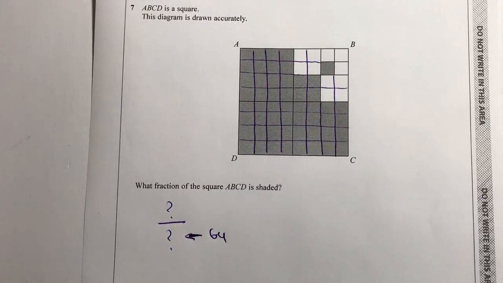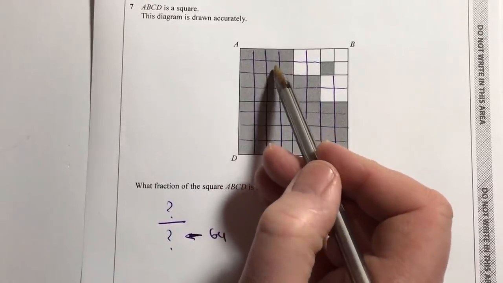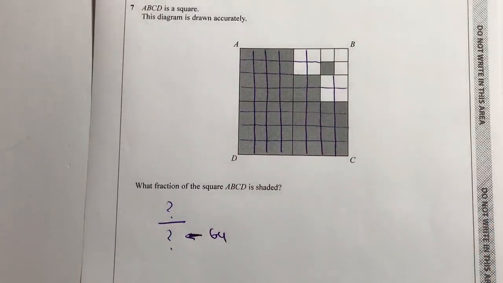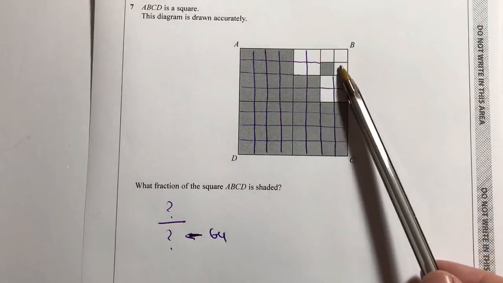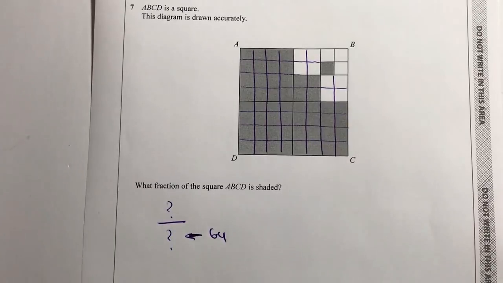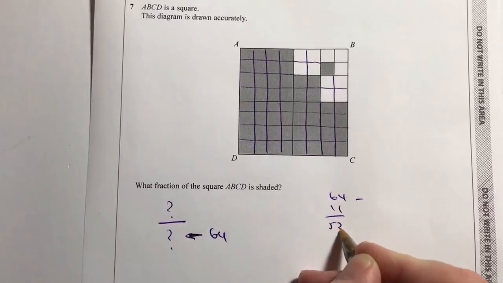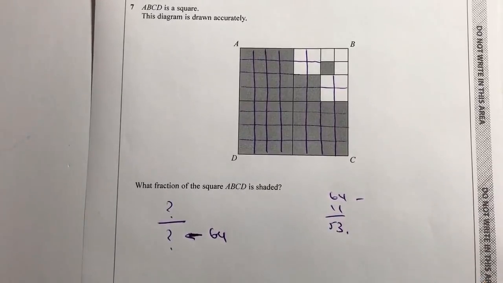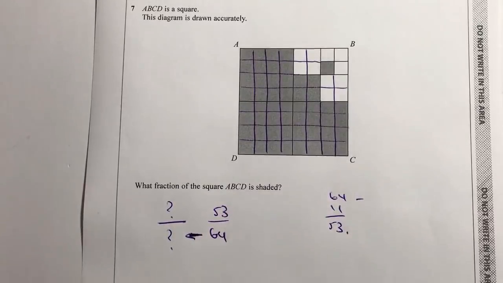And then we've got to figure out how many squares are actually shaded. Well, I could count every single one: 1, 2, 3, 4, 5, 6, 7, 8, 9 and so on. Or I can say, well, if I look at this, there's 11 squares which are not shaded. So that means that 64 take away 11 is 53. So 53 of them must be shaded. So the fraction is 53 out of 64, okay?